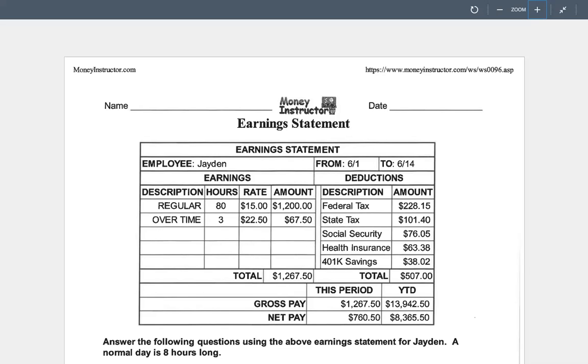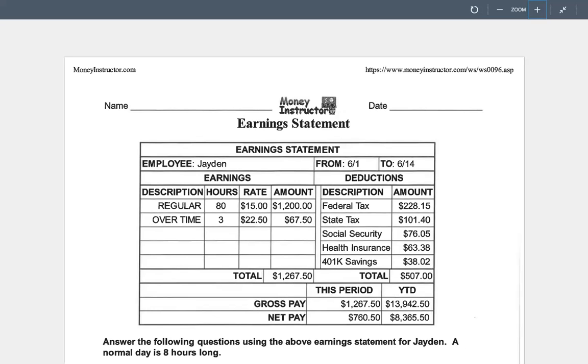So again, this is a summary. An earnings statement is a summary. It just kind of gives you a summary of what he did for those 2 weeks. So in those 2 weeks, he worked 80 hours regular pay and 3 hours overtime pay.